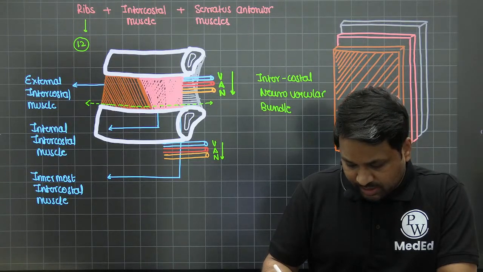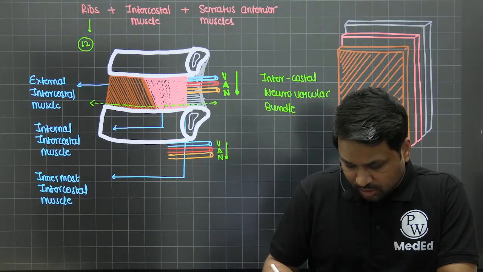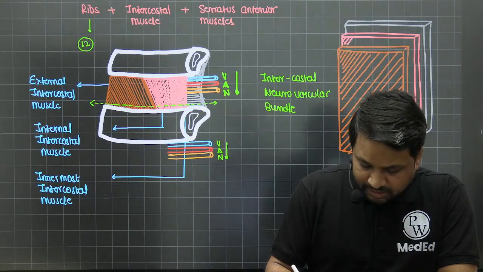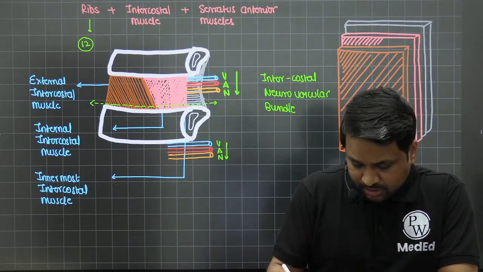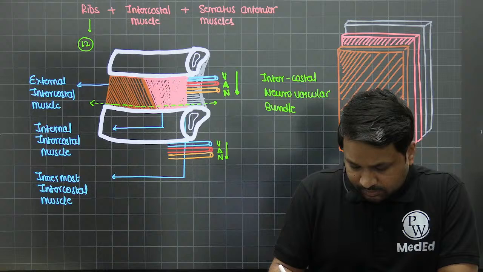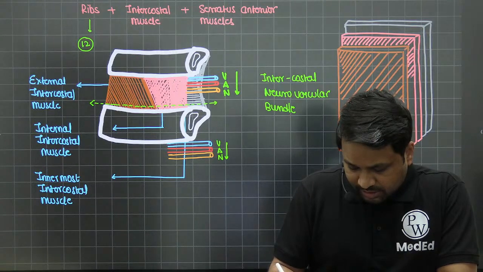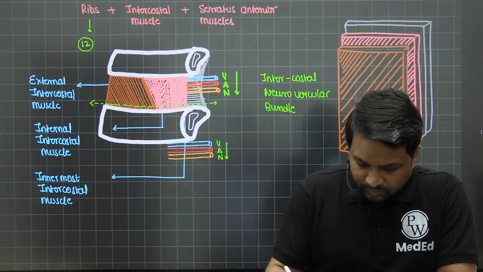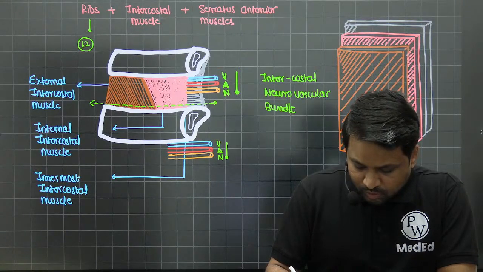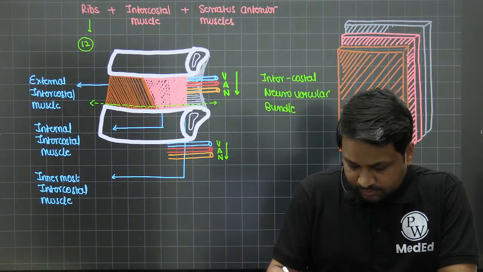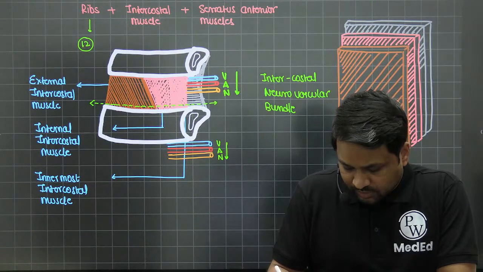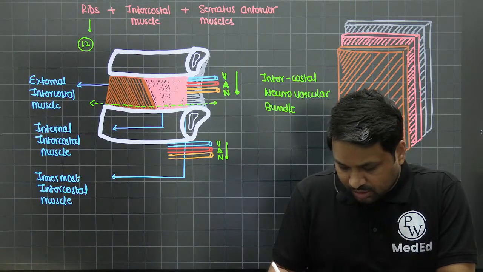This happens to be the external intercostal muscle. Then you have the internal intercostal muscle, which is here. This is the internal intercostal muscle. Then you have the innermost intercostal muscle. This is the innermost intercostal muscle.